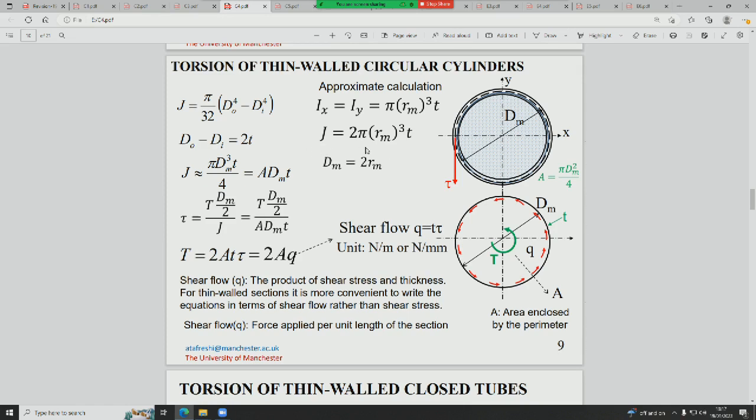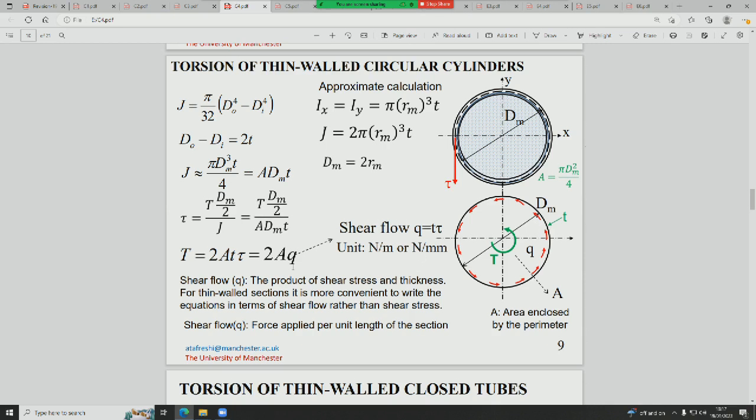So I repeat, if it's a thin walled circular cylinder, provided the thickness is uniform, we can just treat it as a solid cylinder or hollow cylinder, no difference. But for thin sections, it's more convenient to use shear flow rather than shear stress. Instead of using the force applied per unit area, it's better to use the force applied per unit length. And that's the definition of shear flow.